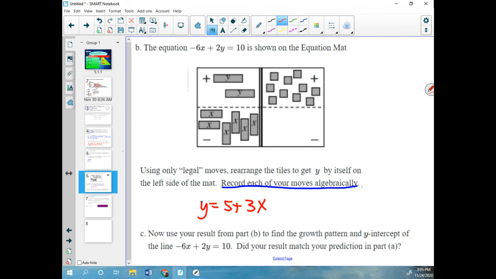Letter B. Now, use your results from part A to find the growth pattern and the y-intercept of the line negative 6x plus 2y equals 10. What is my growth? Ooh, careful, don't be tricked. The growth is 3. And the y-intercept, or starting value, is 5. Did you guess it right? Did you have 3 and 5?